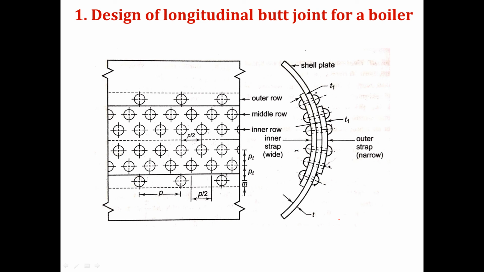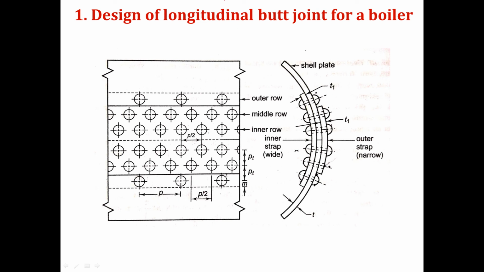Since the name of the joint is triple riveted double strap butt joint, we are using three rivets, so we will get three rows. One row is your outer row, second row is your middle row, and third row is your inner row. And you know that the distance between two rivets in a single row is nothing but pitch P. The distance from the edge of the plate to the center line of the rivet is the margin M, and so on. All these things are depicted in the figure.